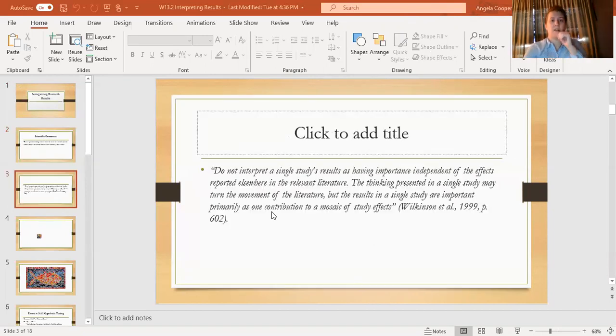So here's an important quote. It kind of makes sense. Actually, it does make sense. So do not interpret a single study's results as having importance independent of the effects reported elsewhere in the relevant literature. The thinking presented in a single study may turn the movement of the literature, but the results in a single study are important primarily as one contribution to a mosaic of effects.